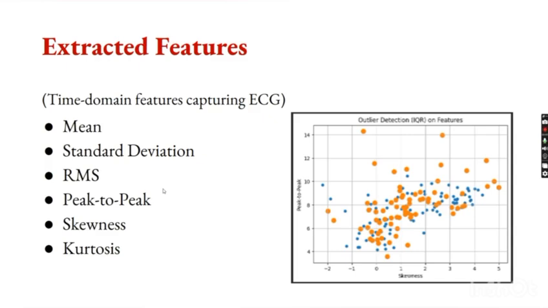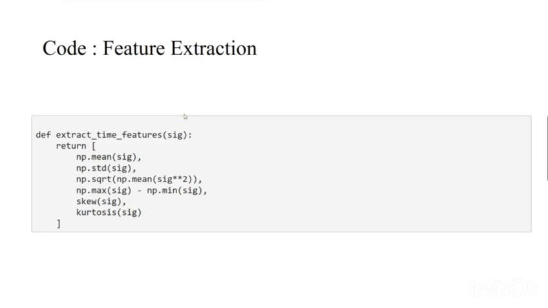The reason for choosing these features is that they are simple, computationally efficient, and easy to understand from the biomedical point of view. Code of feature extraction. These functions calculate the time domain features for every ECG segment. Each of these features represents a particular characteristic of the ECG waveform.